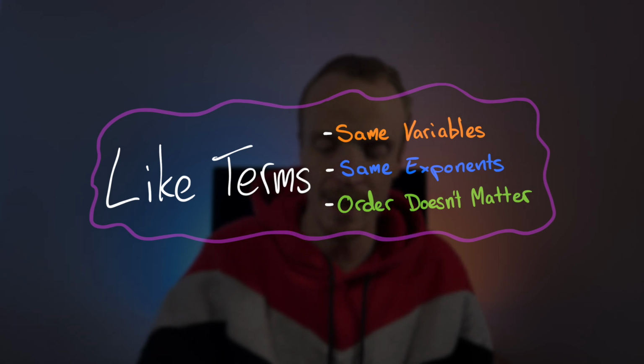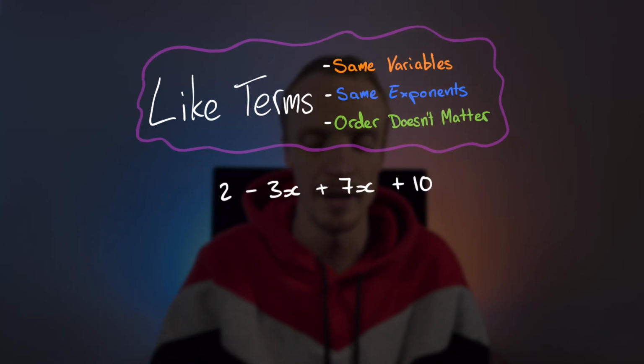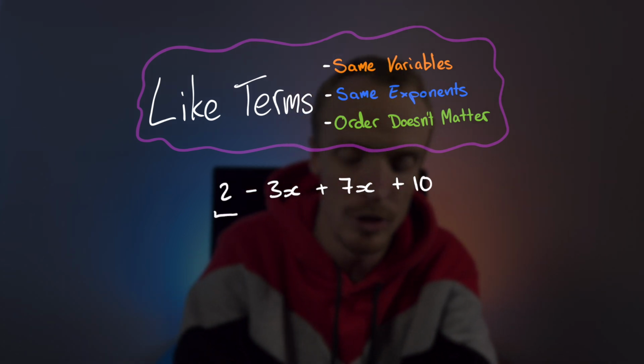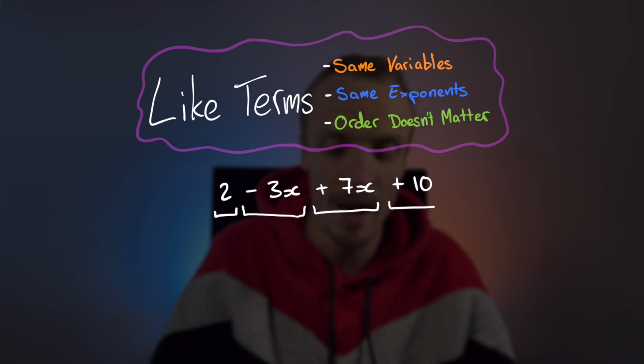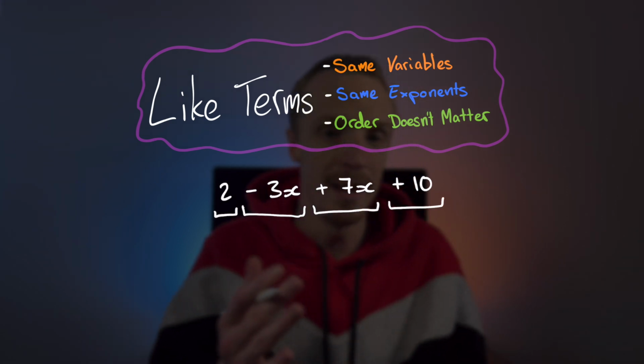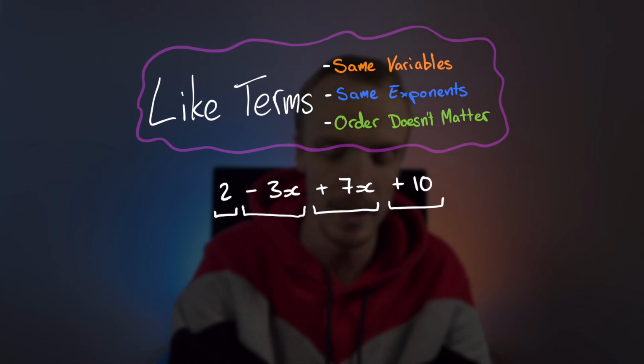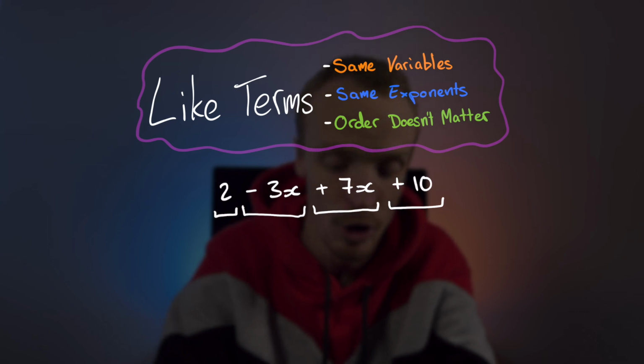So let's look at this first one here, this 2 subtract 3x plus 7x plus 10. You can see here that this contains 4 terms. I could underline them like this just to break down where our terms are, remembering that a term starts at the start and then it ends at any addition, subtraction, or equal sign. So we can see here we've got four terms.